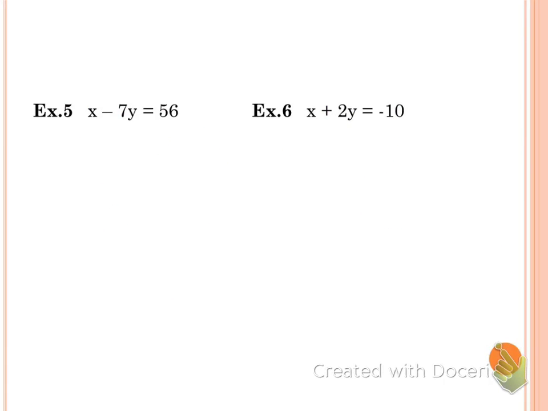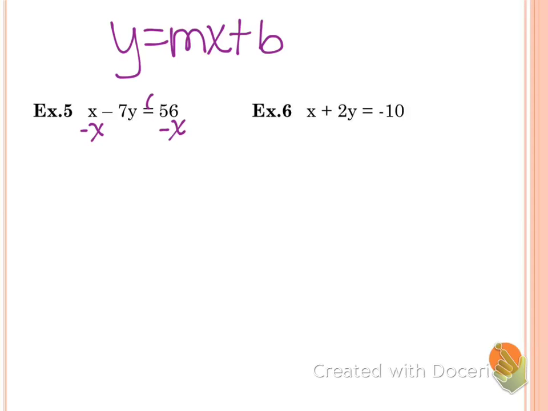On example 5, we've got x minus 7y equals 56. We need it to be in slope-intercept form, y equals mx plus b. Delaney, what do I need to get rid of first? How am I going to get rid of it? Wonderful. Subtract x. Make sure we do it to both sides.